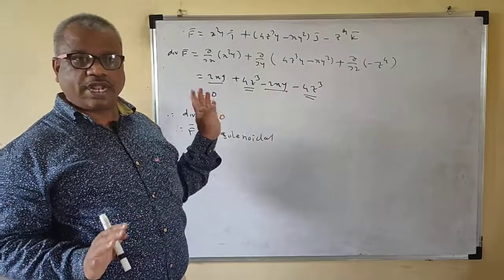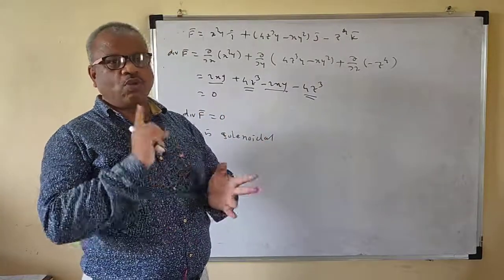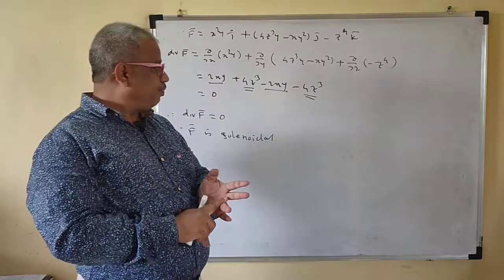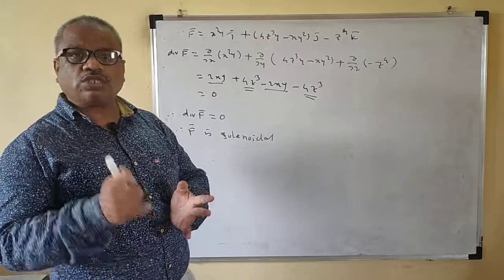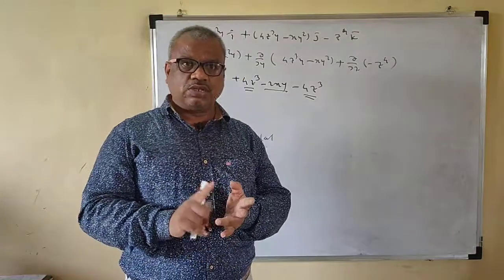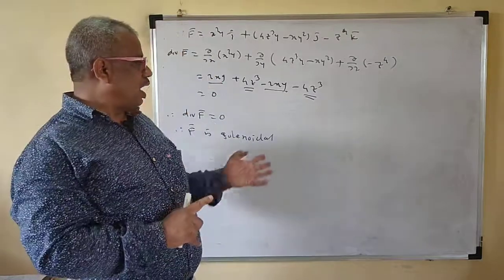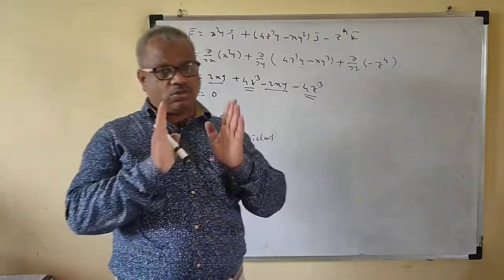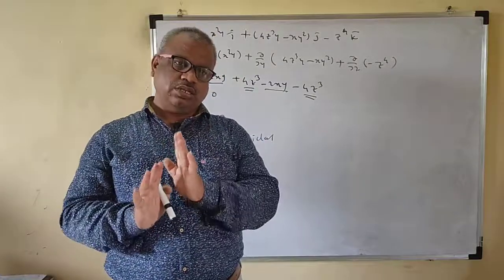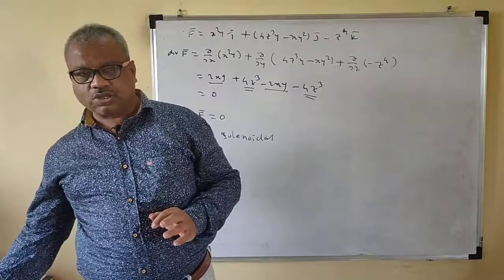I hope that you understand how to find the curl of a vector and the divergence of a vector. Conservative means irrotational vector space, and solenoidal field means the divergence is 0. Note that conservative and irrotational mean the same thing. Okay, so now we will stop here. Thank you.